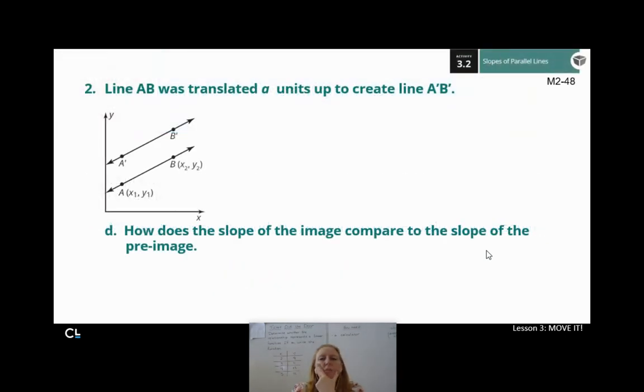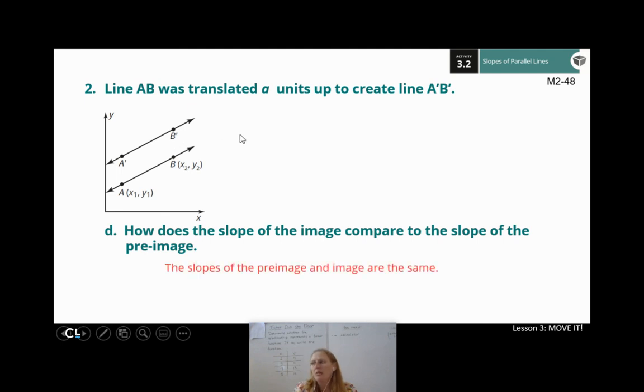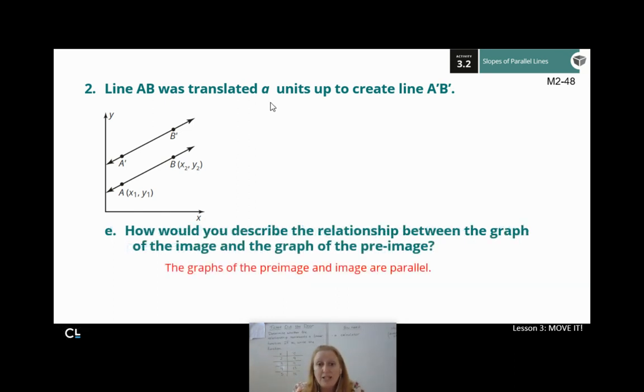So how does the slope of the image compare to the slope of the pre-image? If AB was translated up 8 units to create line A prime B prime, the slope is the same, right? If you're just translating up, I don't care how many units, up 8 units or down 5 units, the slope's going to stay the same. So these lines would be parallel.